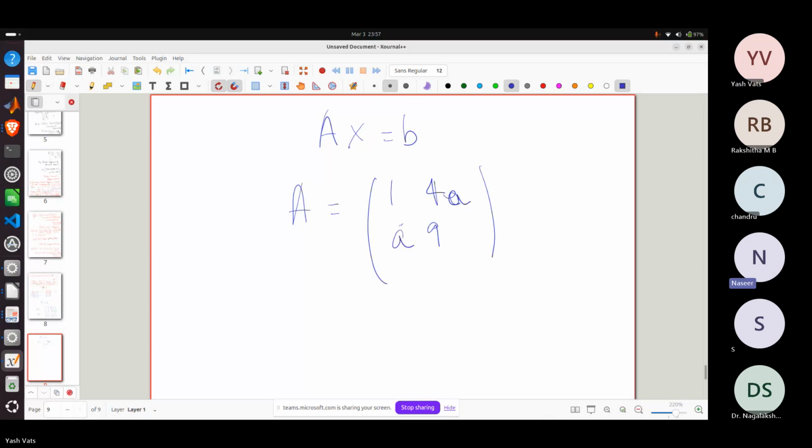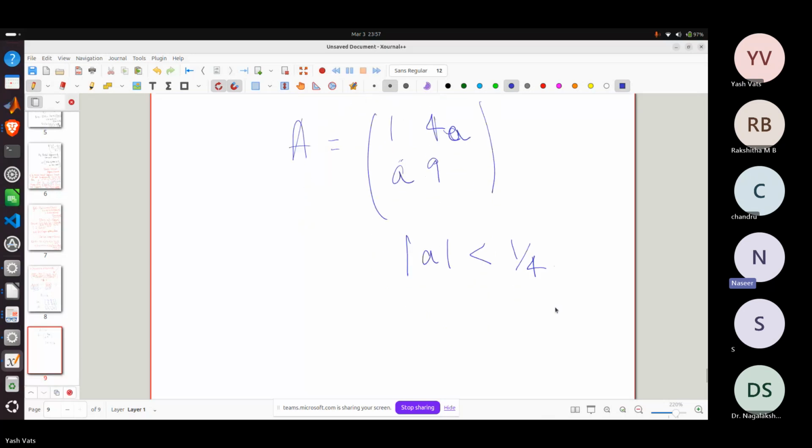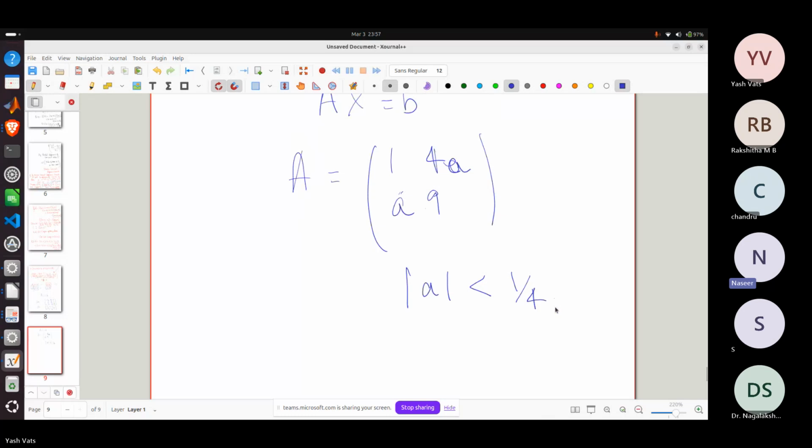I have given the answer as mod of 1 by mod of a is less than 1 by 4, but the answer is given as mod of a less than 3 by 2. Can you just let me know? Other than this two, all are very correct. Can you just let me know how this is?